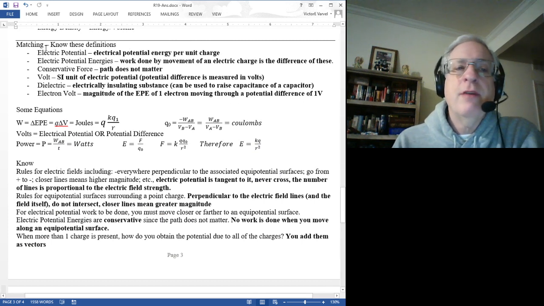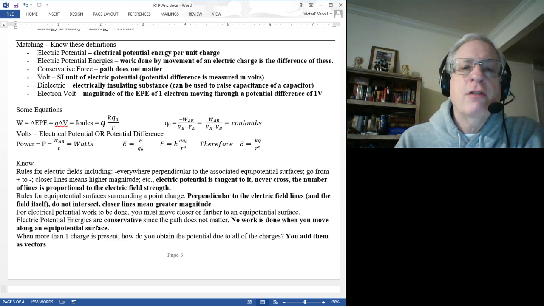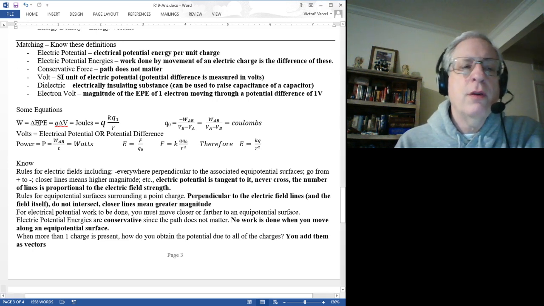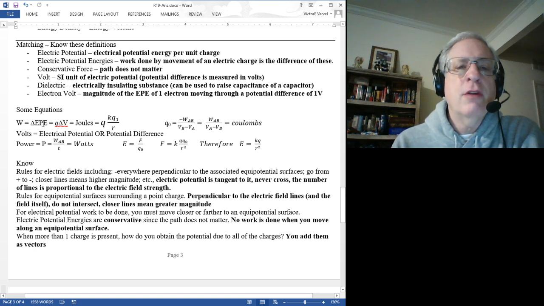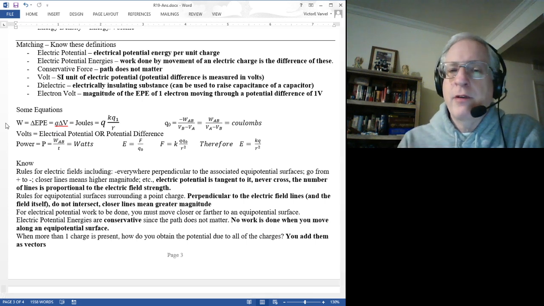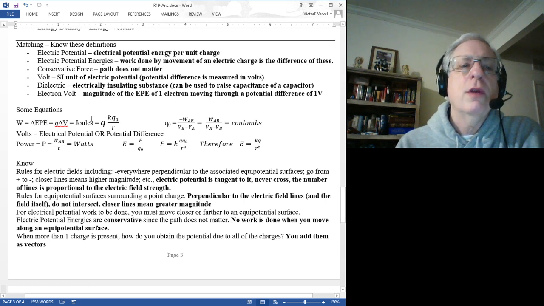Matching, know these definitions. Know the difference definitely between electrical potential and electrical potential energies. EPE, or electrical potential energy, is the work done by the movement of an electric charge. So work is equal to the change in electrical potential energy. The difference in electrical potential energies is equal to the work done, just like the difference in gravitational potential energy is equal to work, and these are both in joules.